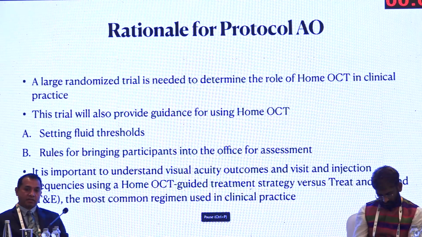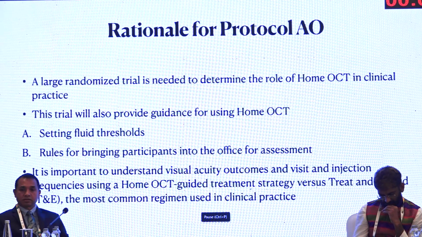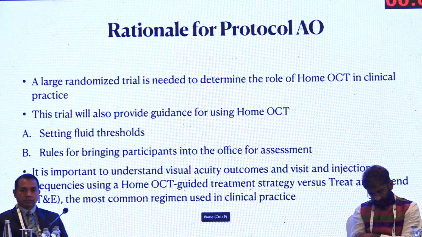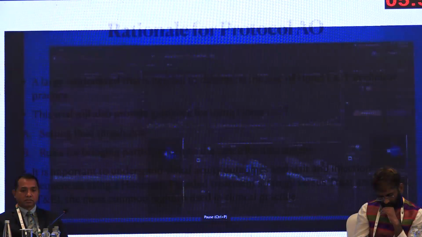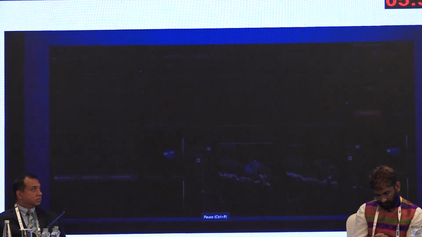Based on this, there was the Protocol AO which was planned. The rationale is that it's a large randomized trial to see the role of home OCT in clinical practice, and it also gives us guidance on how to use home OCT, how to set the fluid threshold, and when to bring the patient for assessment. Basically, it tries to look at the visual acuity outcome and visit and injection frequencies by using home OCT guided treatment versus treat and extend, the most common regimen used in clinical practice for neovascular AMD.